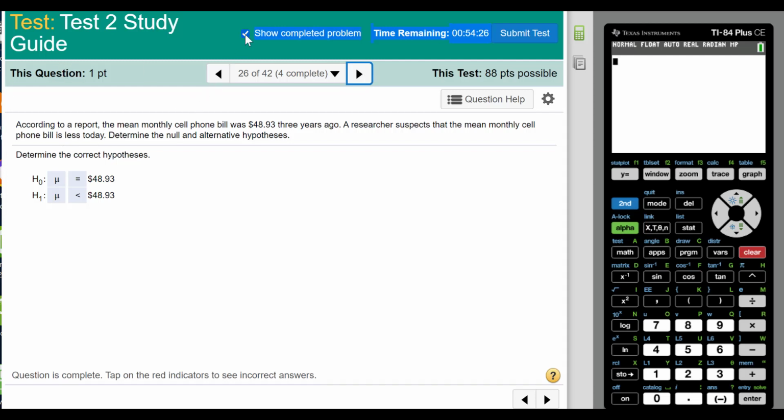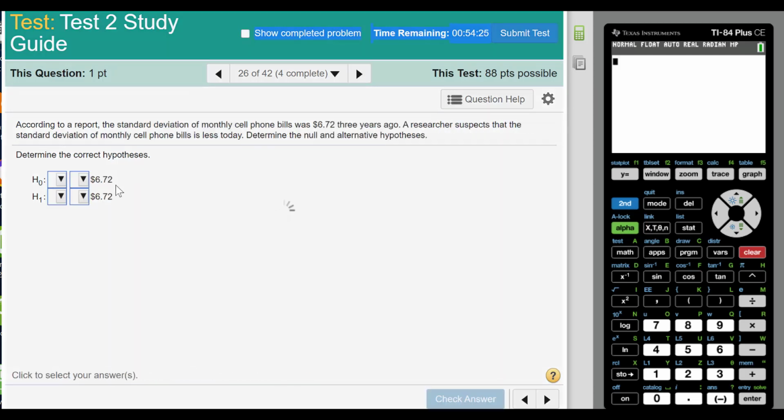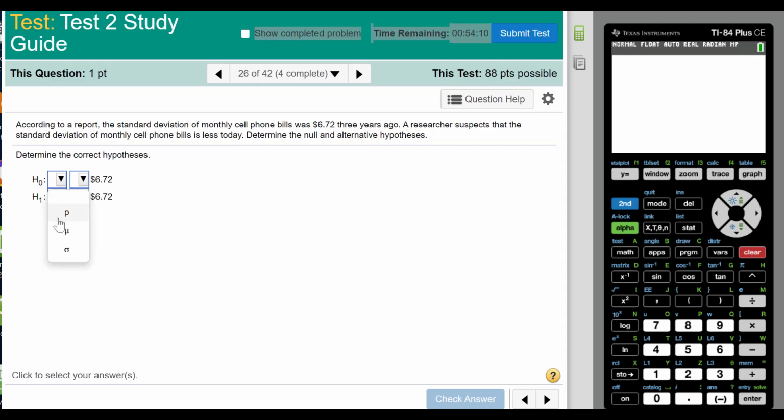According to a report, let me just hide the answers so then we can figure them out. According to a report, the standard deviation of monthly cell phone use was 6.72. A researcher suspects that the standard deviation is less today. Less means less than. So standard deviation, you have to pick sigma, not mean, not proportion. And this is always equal in the null hypothesis. But he says it's less today. You just choose this, and that should be your answer. The other parameters, p is for proportion and mu is for mean. Remember that.